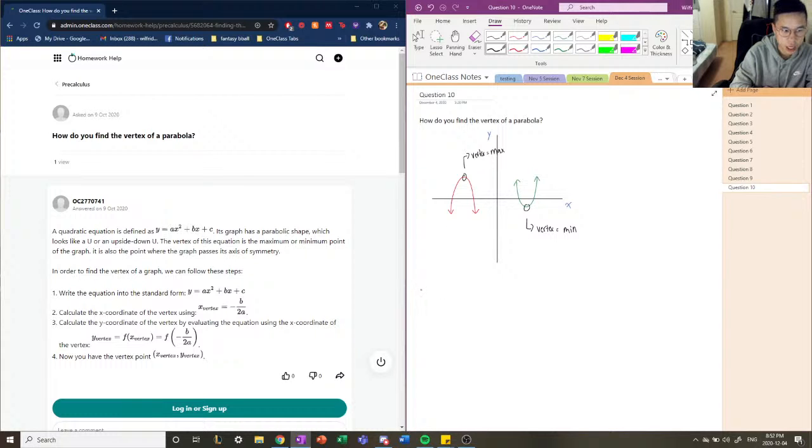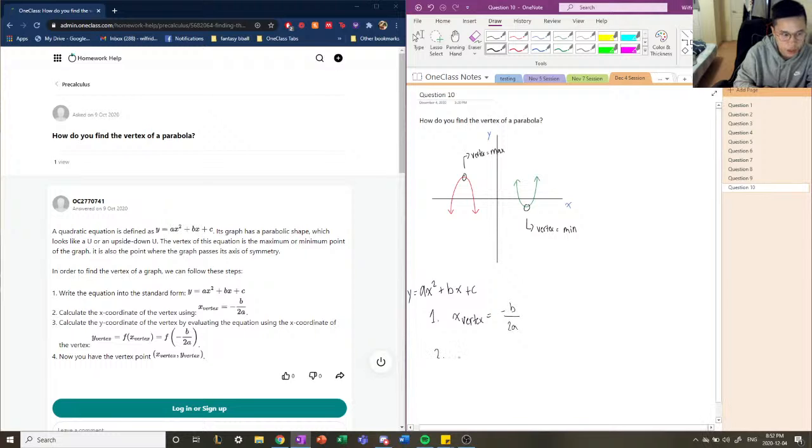So let's say that you had your quadratic function of ax squared plus bx plus c, and that is equal to y. The first step is to use this formula. The x-coordinate for the vertex is negative coefficient b divided by 2 times the coefficient a. So you can find the x-coordinate of the vertex by calculating this formula.